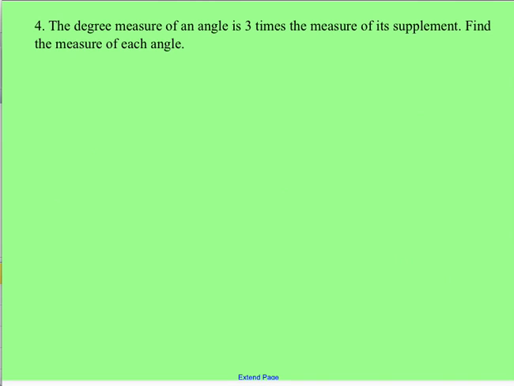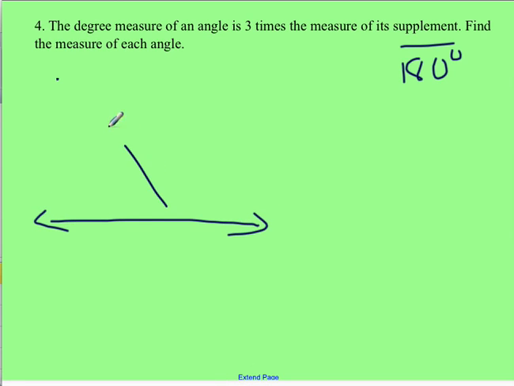Okay, so let's take a look at number 4. Number 4 says that the degree measure of an angle is 3 times the measure of its supplement. Now, whenever you see the word supplement, remember that it needs to add to 180 degrees. So I'm going to basically split it up into 180. Okay, so I'm going to have one angle that I'm going to call X. The supplement of that angle is 3 times that measure. So I have my X measure, and I'm going to multiply it by 3.